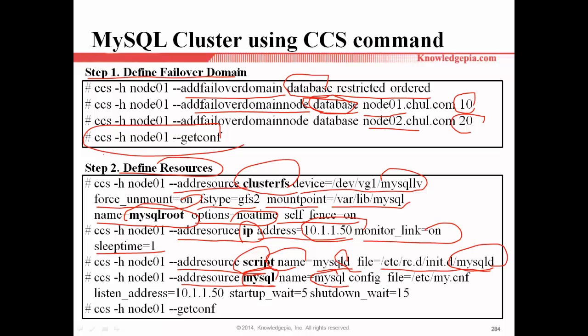And the last resource is MySQL. Name, just mysql the same. And configuration file, /etc/my.cnf. And the listen address is a floating IP address. And the startup wait 5 or 10 seconds. And the shutdown wait 15 seconds. And after that, here, node 01, get conf, then you will check this kind of configuration.